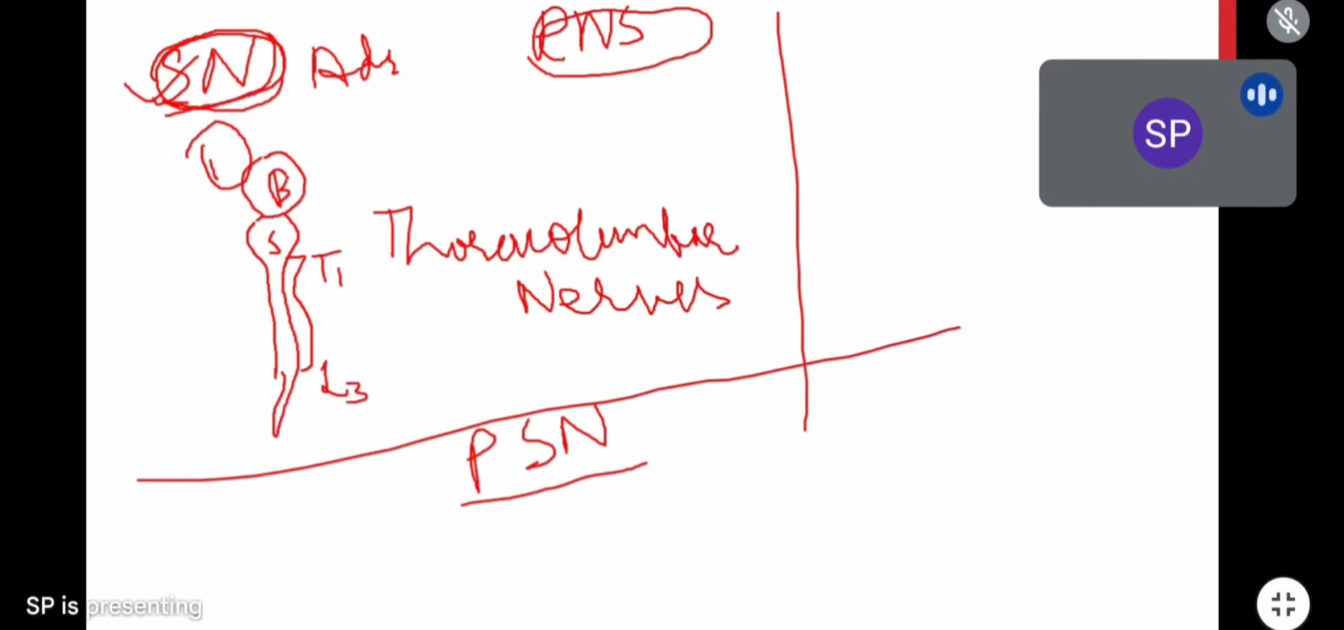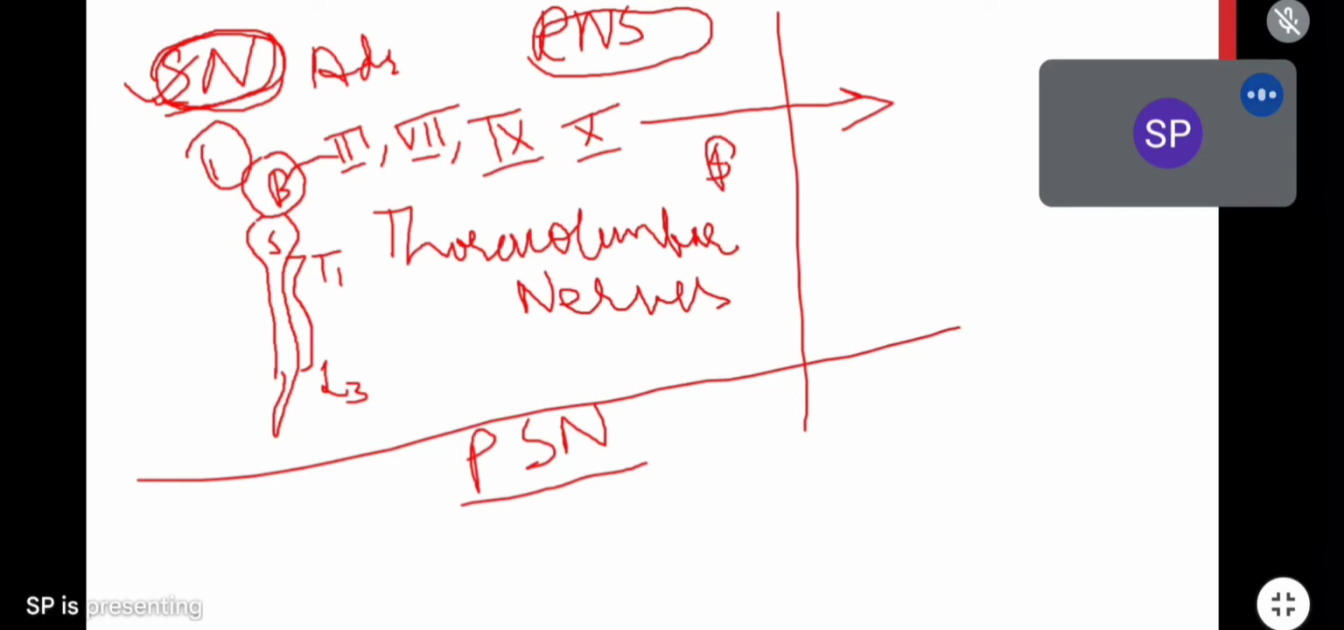The third cranial nerve, the seventh cranial nerve, remember these names. Third, seventh, ninth and 10th. Cranial nerve 3, cranial nerve 7, cranial nerve 9 and cranial nerve 10. These four nerves are parasympathetic nerves. This is the first region of arising of parasympathetic nerves.